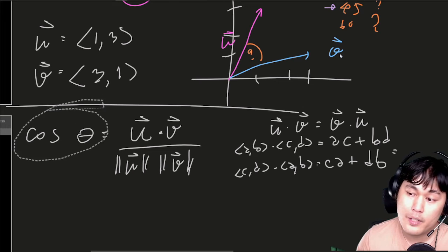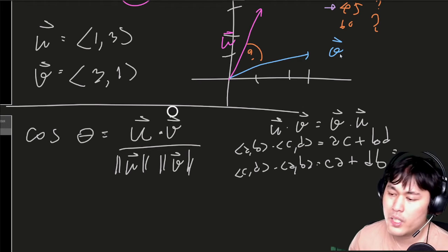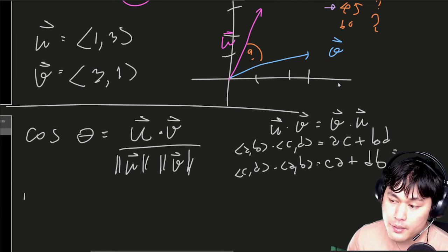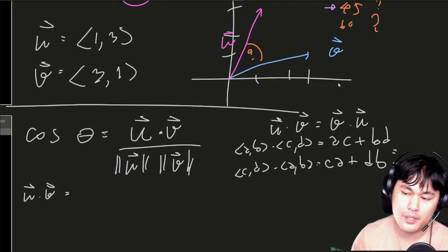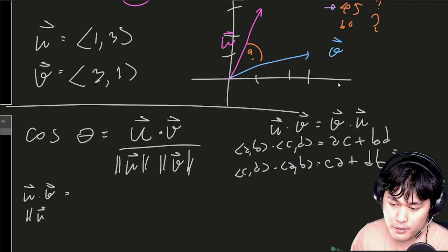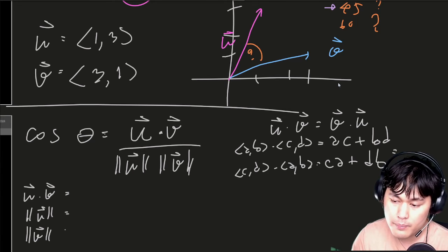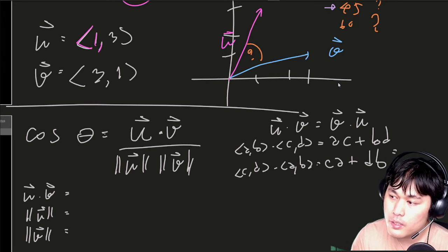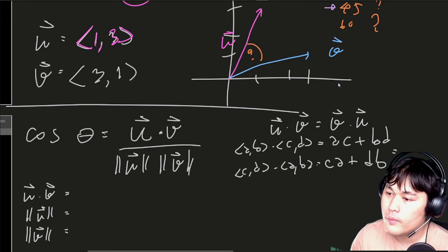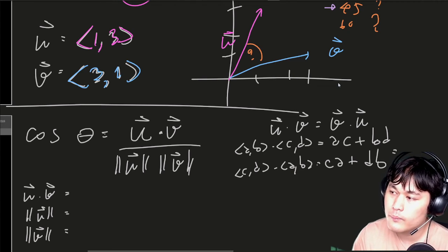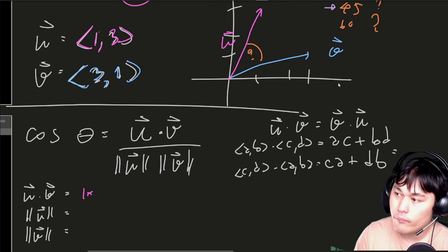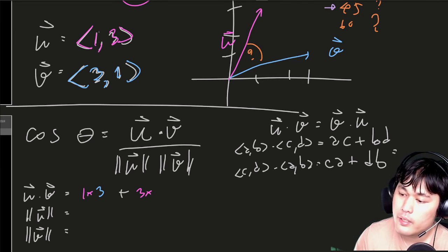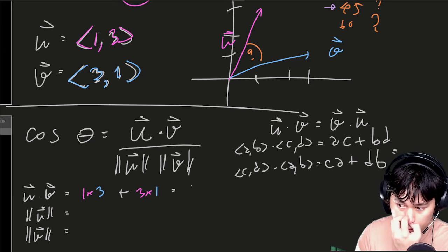So we want to find this angle. The way we achieve it is we first find the result on the right first. It's better if you find each component first. What is the dot product? What is the norm of each of these vectors? The dot product is, with U as (1, 3) and V as (3, 1): you take the first components together, and then add the second components together. It gives you 3 plus 3, which is just 6.